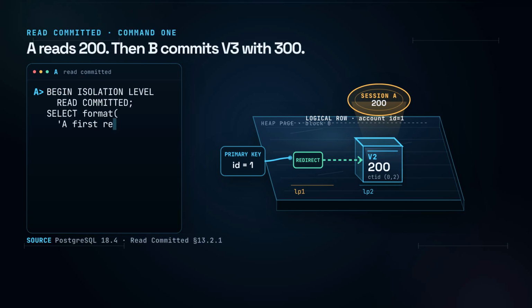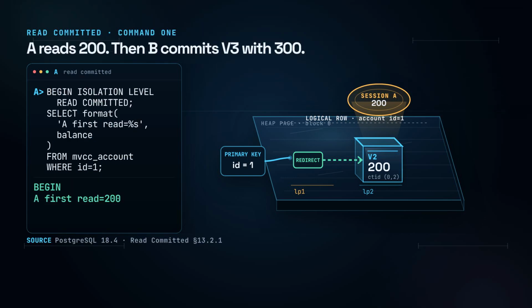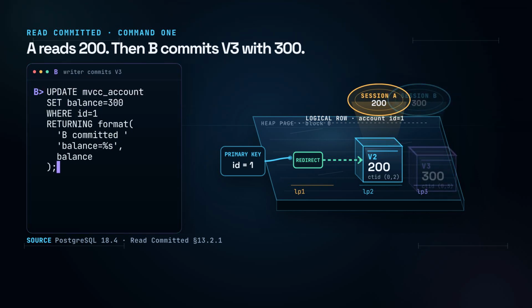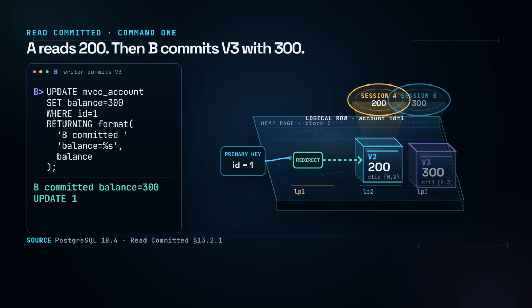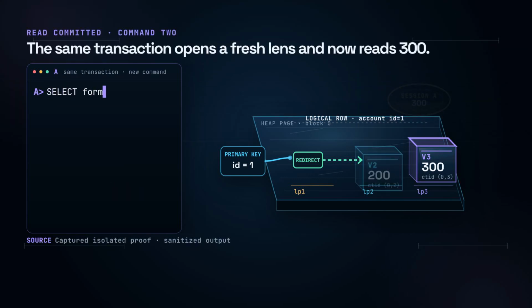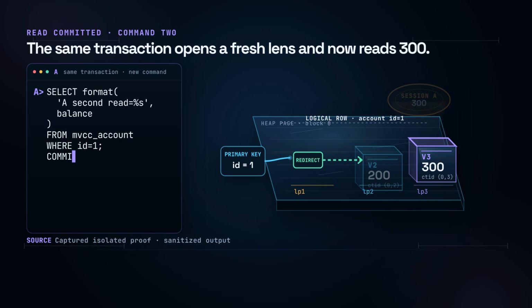One quick contrast makes the isolation rule visible. Session A starts a read-committed transaction and reads 200. Session B updates the balance to 300 and commits. Session A runs the same select again, still inside its transaction, and now reads 300. Same transaction, new command, new snapshot. Under repeatable read, that second select would have kept seeing the version visible to the first snapshot.